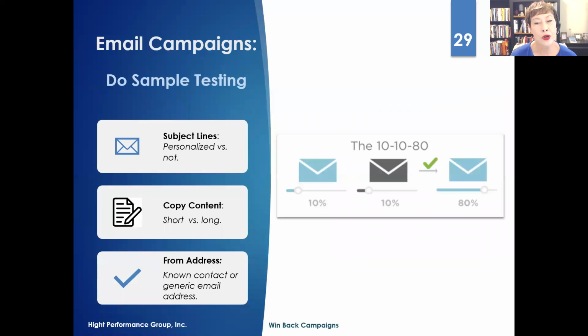So, spending some time evaluating those outcomes is certainly important. When you do your testing, you can follow something that we call 10-10-80. So, your sample testing could just be 10%. You want to look at the subject lines. You want to see whether or not you should personalize it with their name versus not have their name in the subject line. You want to look at different content. Does it work to have shorter content or a little bit of longer content?